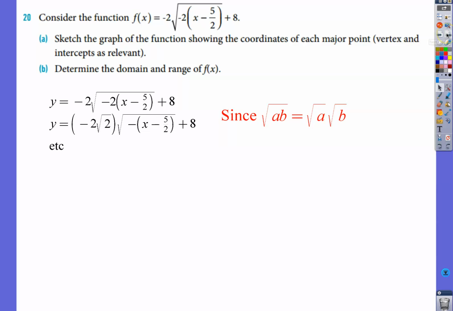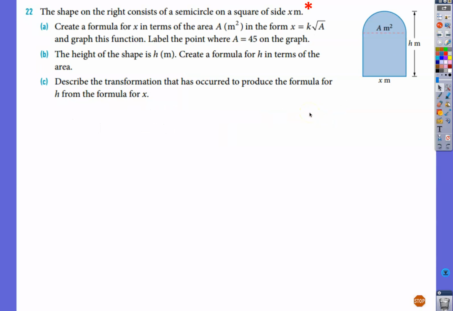And finally, I'm not going to give you any hints on question 22. Again, it's quite challenging, but it's definitely worth having a go at trying on your own and checking the answer. So good luck on question 22. And that is the end of videos on section 4.2.